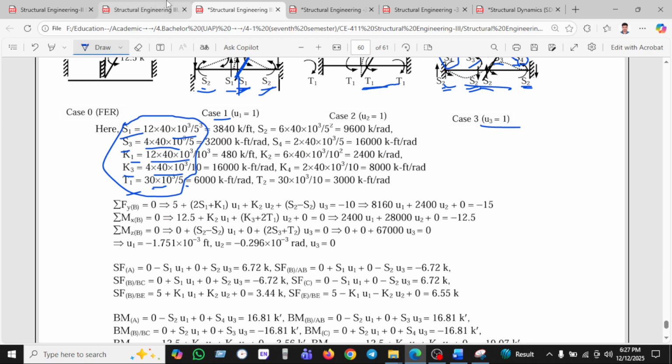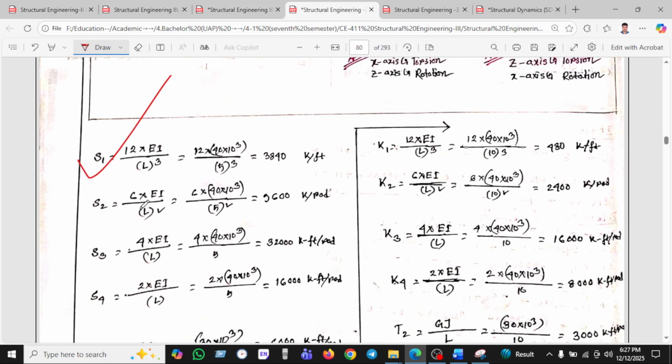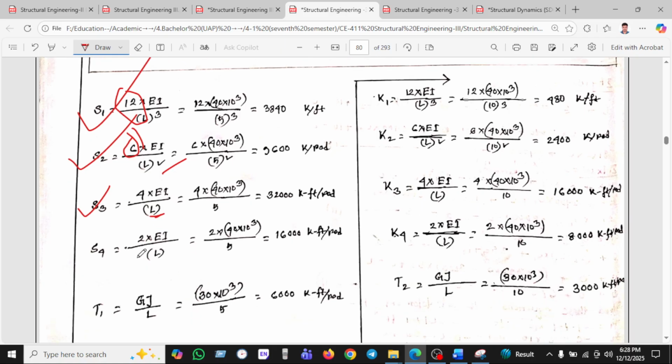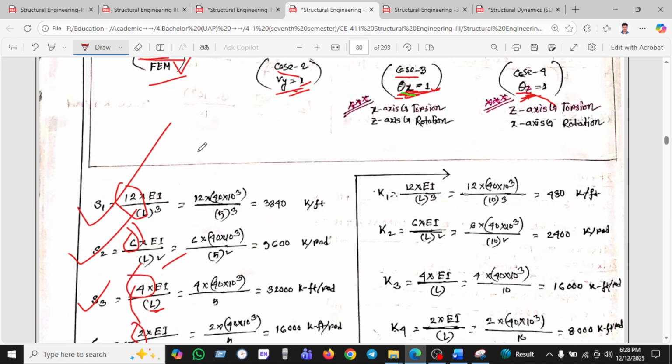30 into 10 to the power 3 kip per feet square. Okay, so after getting all these values, we have S1 12EI by L cube, S2 6EI by L square, and these are half, so you have to keep in mind, and S4 4EI by L. Keep in mind this will be half of the 4. T1 means JG by L, so these are the complex.